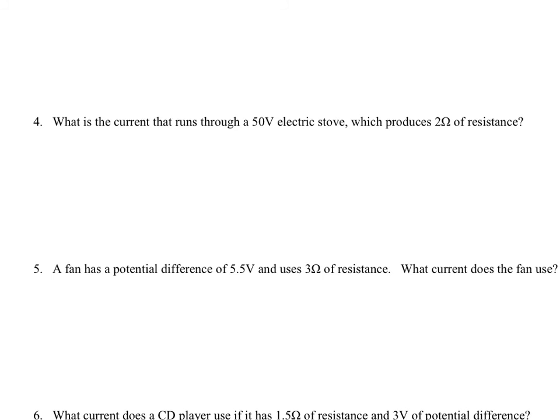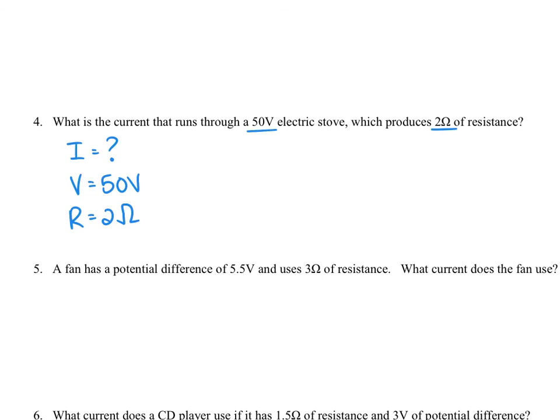So the first thing I'm going to do is list out my variables. What is the current? So that means that current is the thing we're looking for. A 50-volt electric stove, I know, is my voltage. And 2 ohms of resistance is R. Sorry, my ohm symbol is messy.